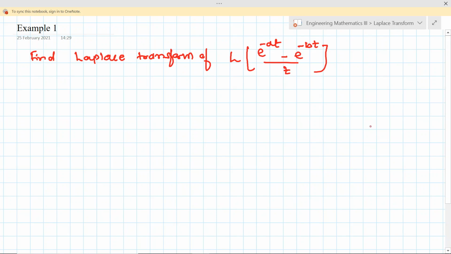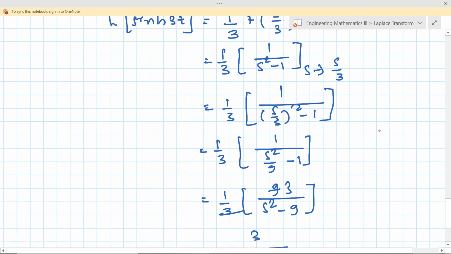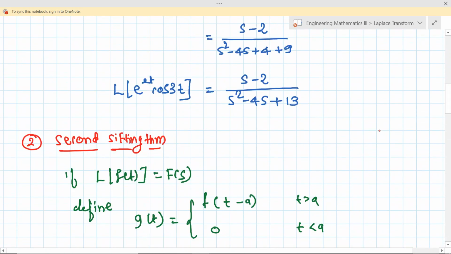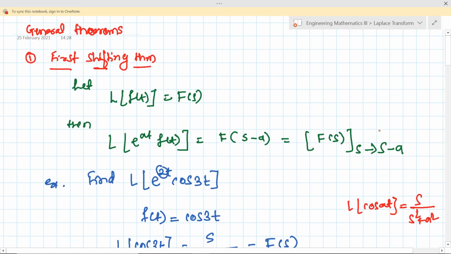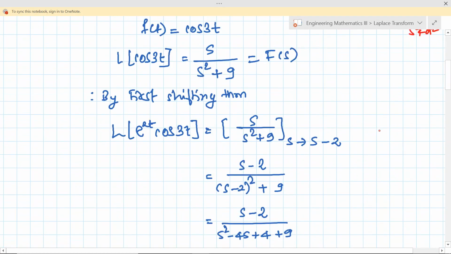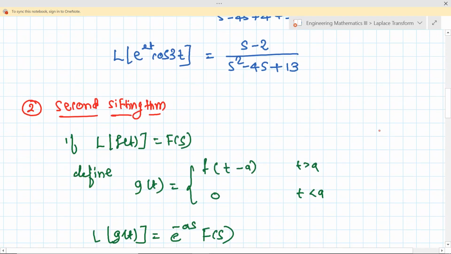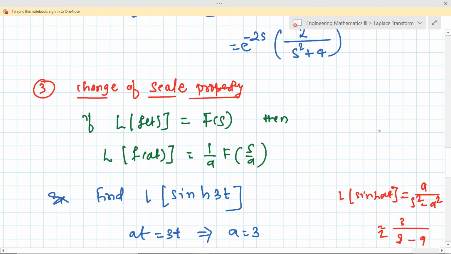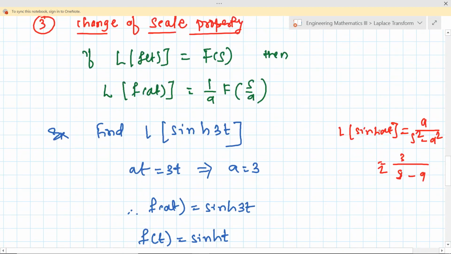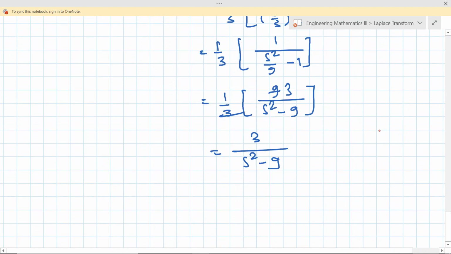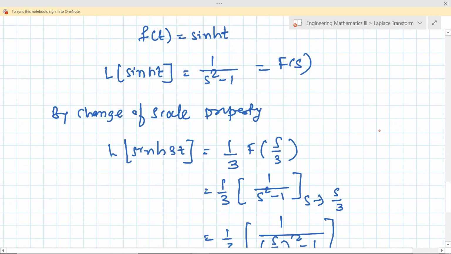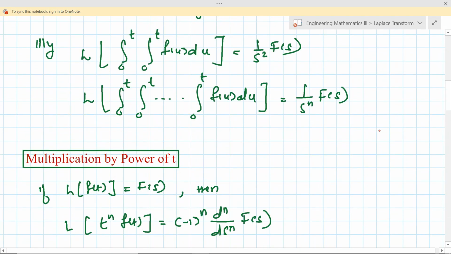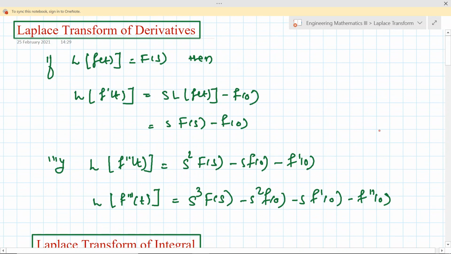Let us start today's lecture. Now, in the previous lecture, we discussed some general theorems related to the Laplace transform. We saw the first shifting theorem, the second shifting theorem, and the change of scale property. Today, let us move forward and see the properties one by one. In short, I will explain all these properties and then we'll discuss examples related to them.